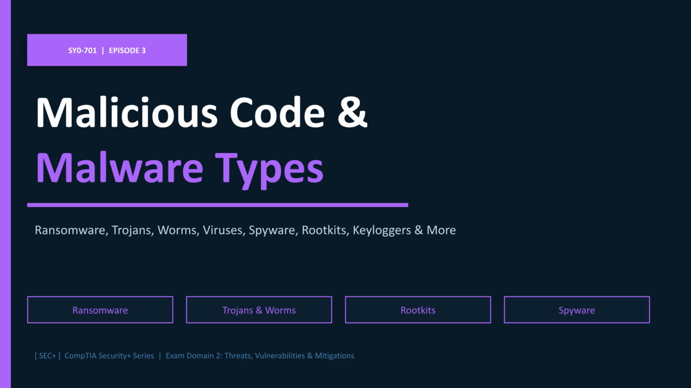Welcome back to the CompTIA Security Plus series. This is episode 3, Malicious Code and Malware Types. We cover all 9 malware types tested on the SY0-701 exam: ransomware, Trojans, worms, viruses, spyware, keyloggers, rootkits, logic bombs, and bloatware. Let's get into it.